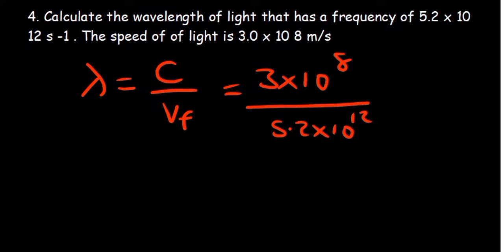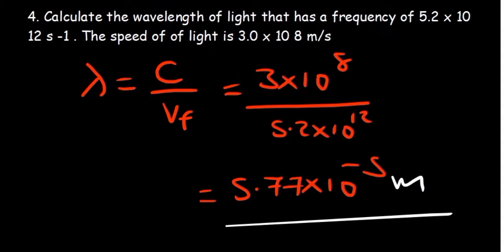So what we have is 5.77 times 10 to the power negative 5. This is in meters, because our units were standard.